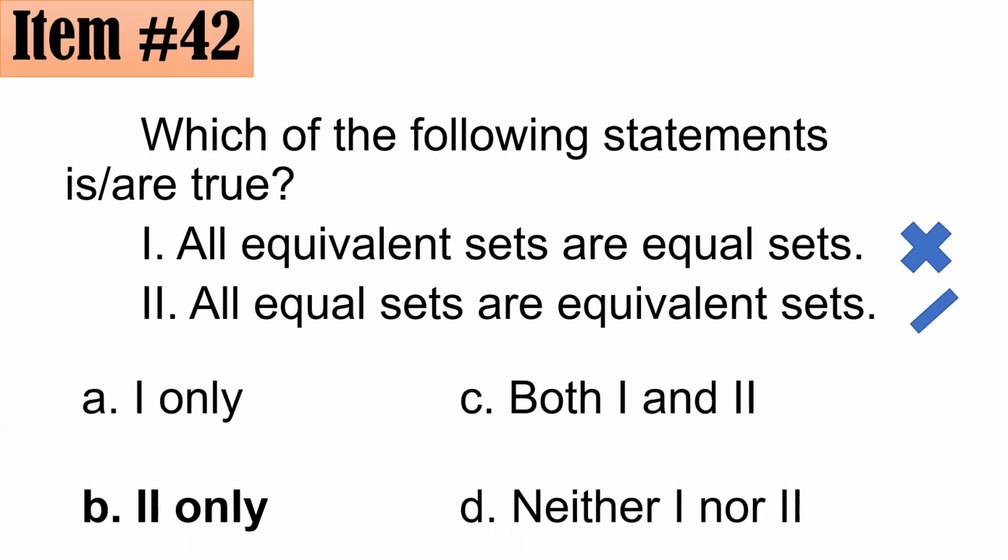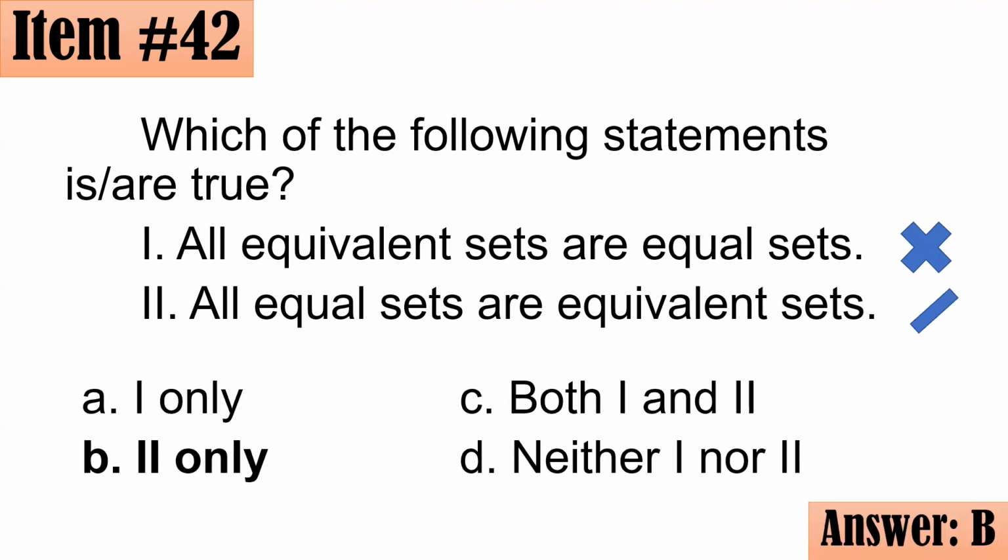That's why letter B, 2 only, is correct. Tandaan po natin yan, ha? All equivalent sets are equal sets is wrong, pero all equal sets are equivalent po. I hope na nakuha po natin. Salamat po.